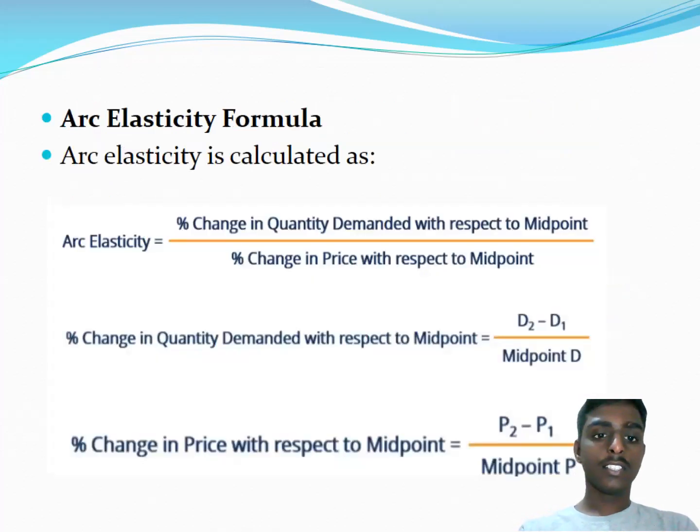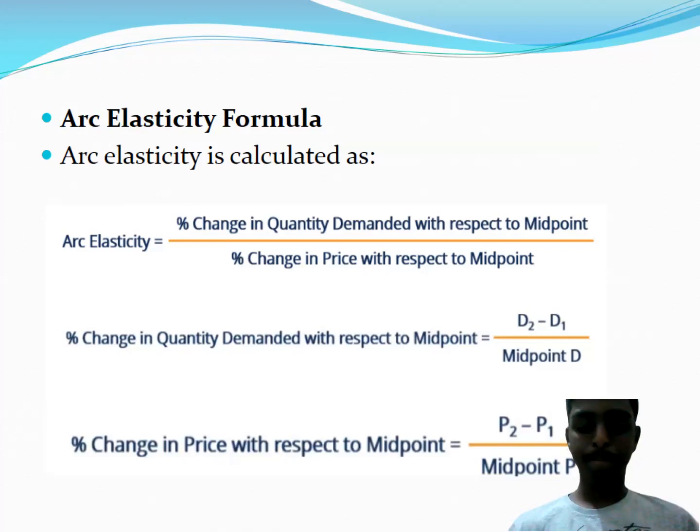Let us know the formula of the arc elasticity. Arc elasticity is calculated as the percentage change in the quantity demanded with respect to the midpoint divided by the percentage change in price with respect to the midpoint. The percentage change in demand with respect to the midpoint is calculated as D2 minus D1 by the midpoint of D, and the percentage change in price with respect to the midpoint is P2 minus P1 by the midpoint of P.